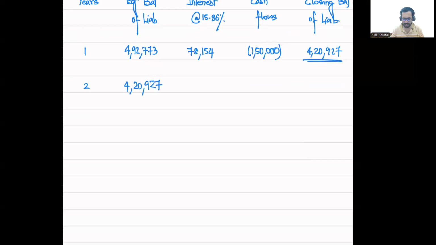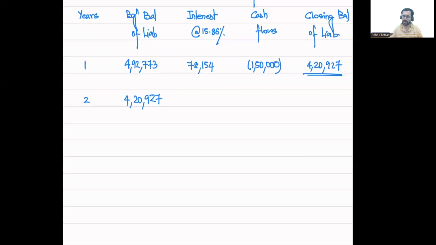Now moving on to year two. Whatever is the ending balance of year one will become the beginning balance of year two, 4,20,927, multiplied by 15.86 percentage. The interest for the second year will be based on this beginning balance. 4,20,000 is the net liability that was outstanding throughout year two, and therefore I recognize 15.86 percentage on this, which is equal to 66,759. I again have a cash flow of 1,50,000 for year two, and my net liability will be 4,20,927 plus 66,759 less 1,50,000, which is equal to 3,36,686.